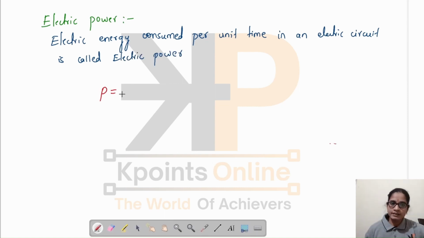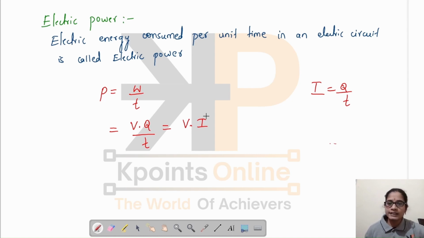Power is given by the rate of doing work. We know that W is equal to V into Q. We learned it in the beginning of the chapter. So Q by T is nothing but current, giving V into I. How did we get this? We know that current is equal to Q upon T, so we have current in place of Q upon T. So P is equal to V into I. This is one formula for calculation of electric power.